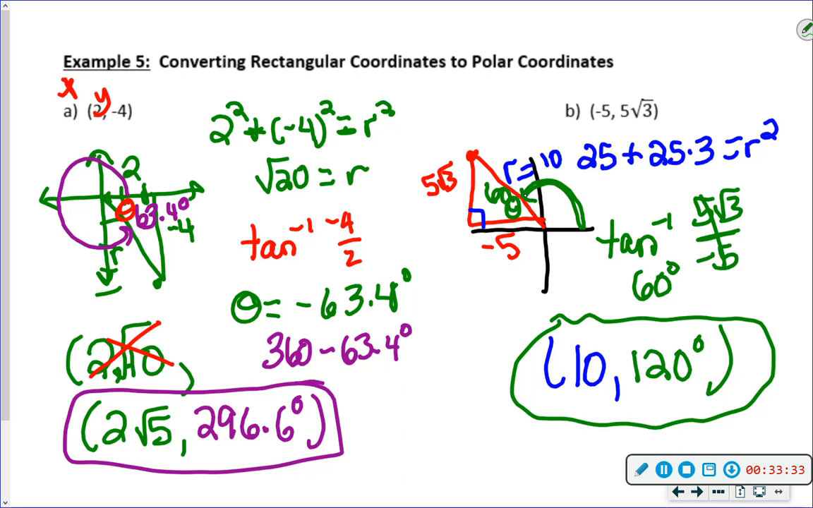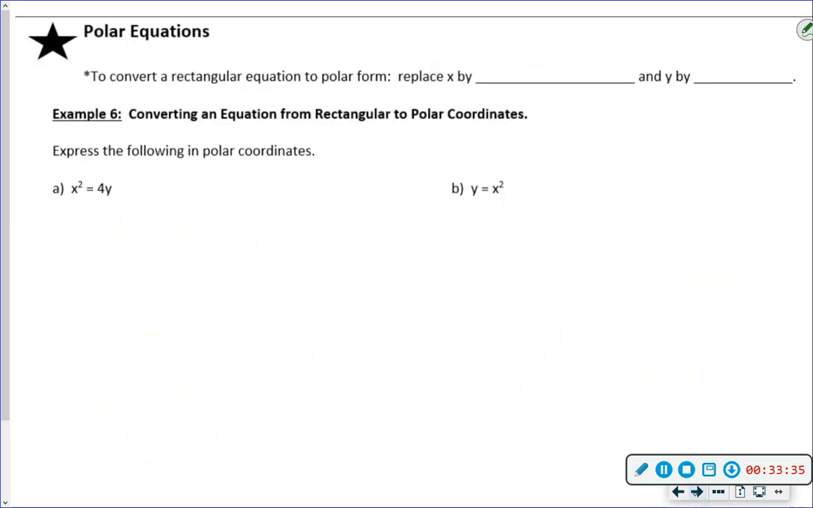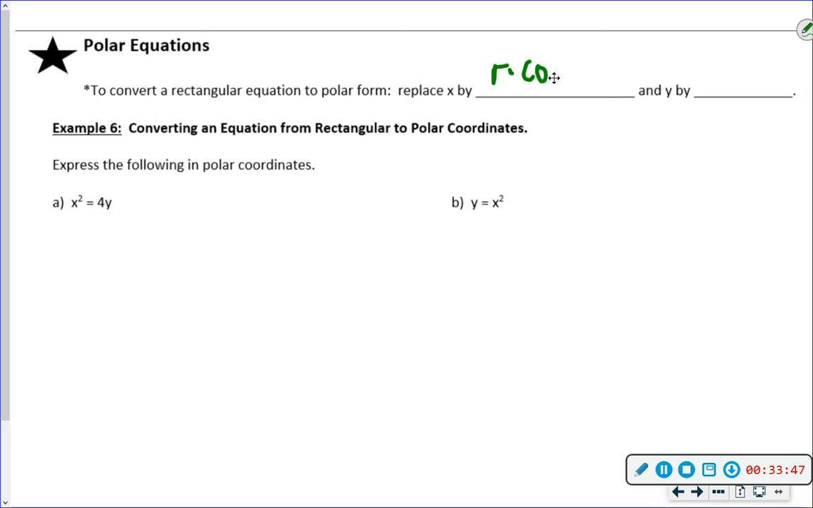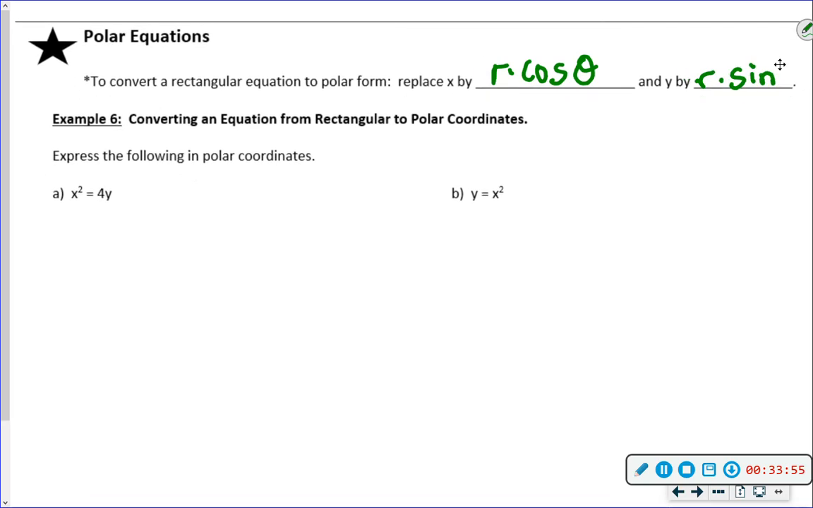Okay, we're on the home stretch maybe, I hope. To convert rectangular to polar, this is easy, I promise. Remember, x is r times the cosine of theta, and remember y was r times the sine of theta, because sine is your up and down. So I'm going to use those here to do these equations.